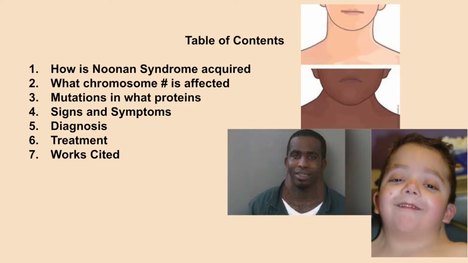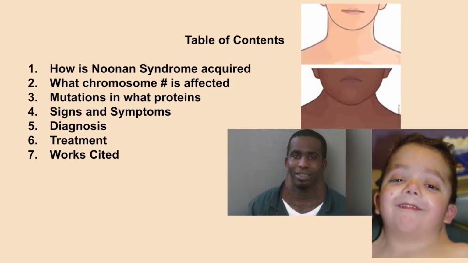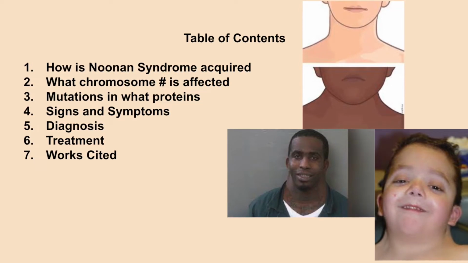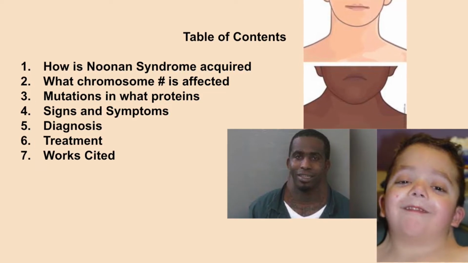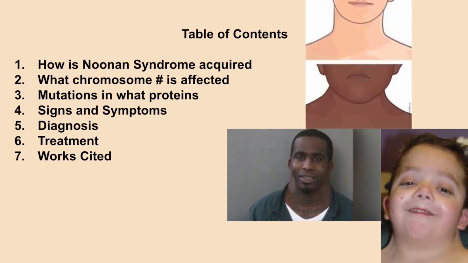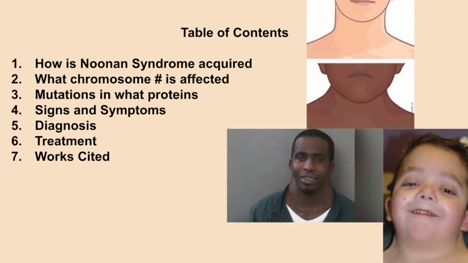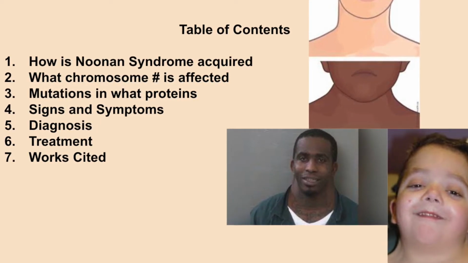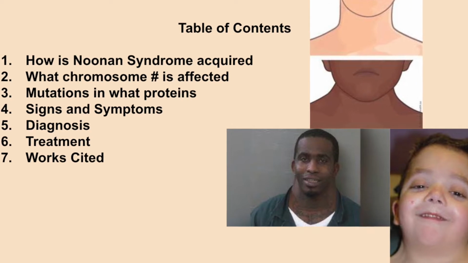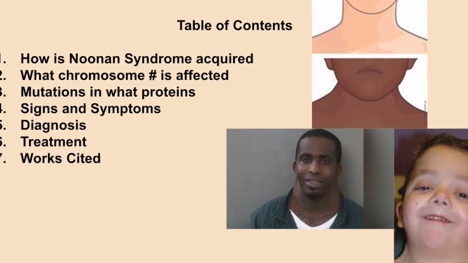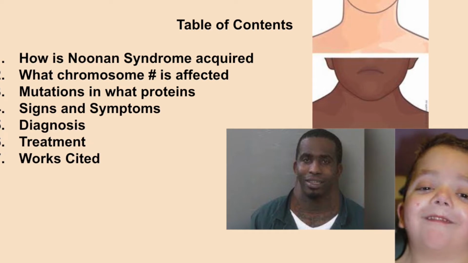So let's get started. The table of contents here, we're going to be talking about how Noonan syndrome is acquired, what chromosome number is affected in this disorder, what mutations are prominent in the proteins, and the signs and symptoms that you'll see if you do have Noonan syndrome or you're working with an individual with Noonan syndrome, and the diagnosis process as well as the treatment plans that may be necessary for individuals diagnosed with Noonan syndrome.